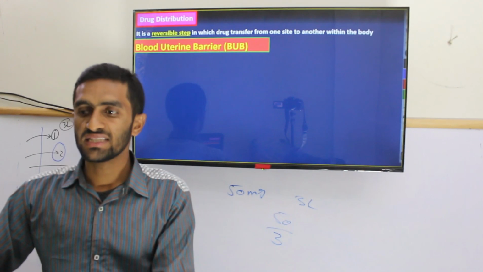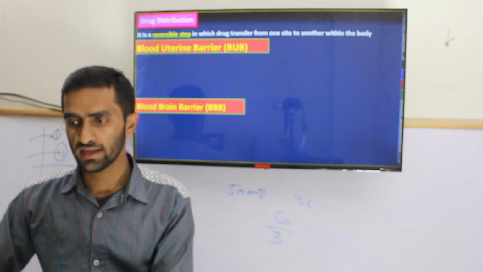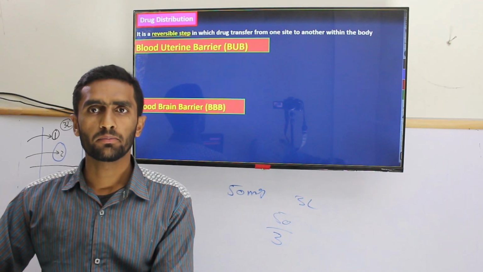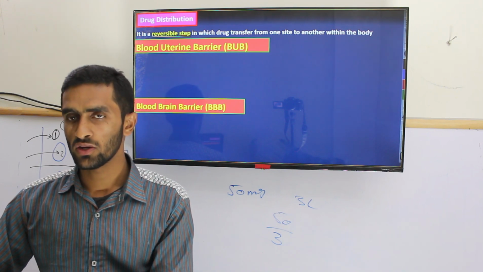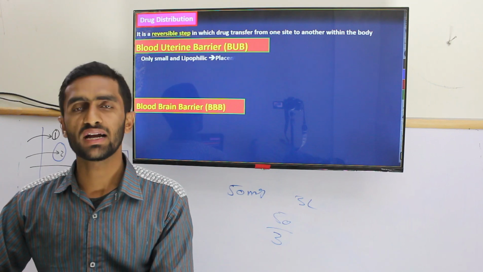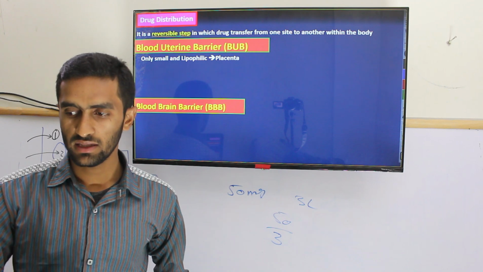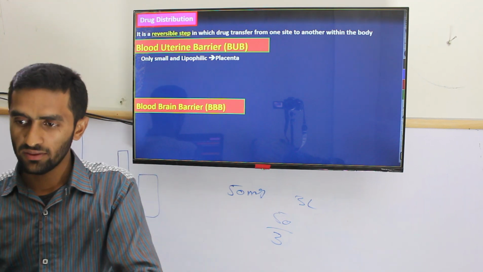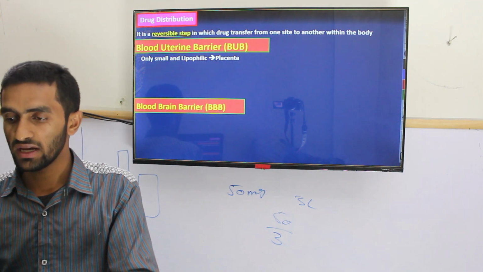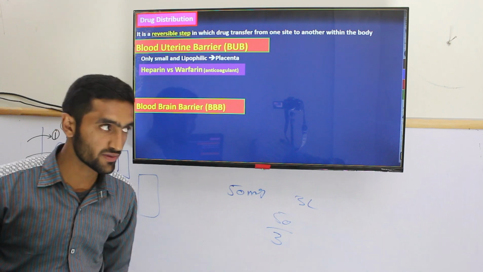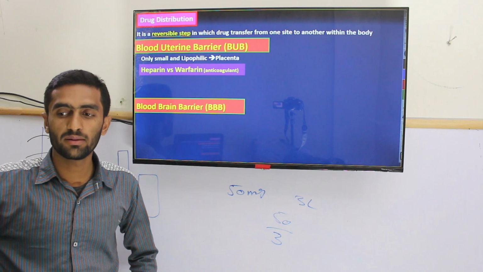Now the next thing is where this drug can distribute. Two important barriers are the blood-uterine barrier and the blood-brain barrier. Uterine means your placenta. Only small and lipophilic drugs can cross this barrier, so we should be careful which drug we give to a pregnant woman, and which we should avoid. For example, heparin and warfarin. These are two examples. Both are anticoagulants. What will be your choice?